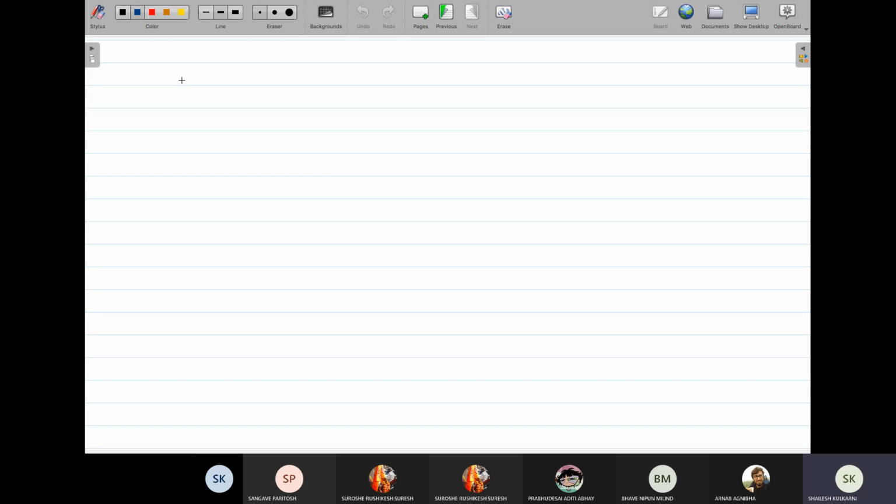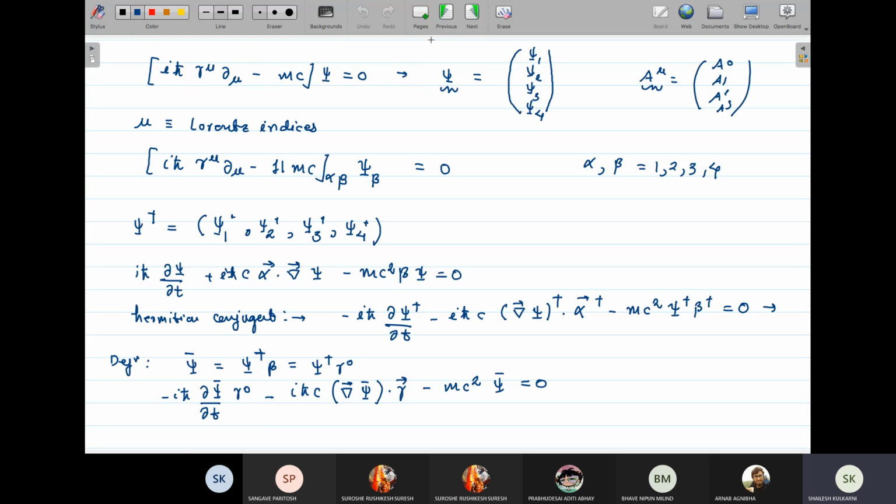So this will be iħ ∂_μ ψ̄ γ^μ plus mc ψ̄ equal to 0. So the same expression I am writing in a covariant fashion. The minus sign I have taken common.